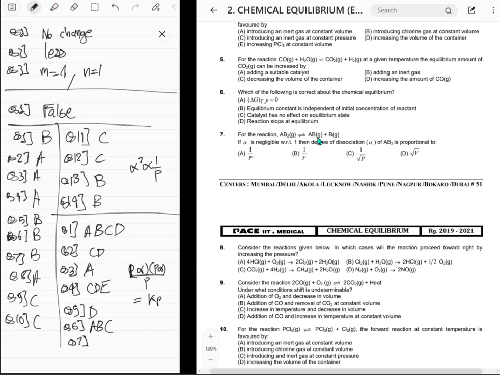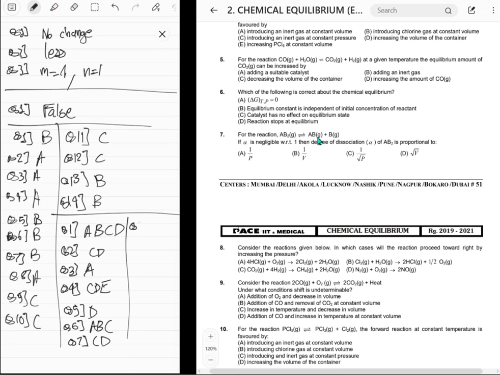And for volume, if you had some moles initially, then this would be n upon v, right? So P is proportional to n upon v. So this is proportional to volume directly. So alpha is proportional to square root of v. So C and D, I think. If you had some moles initially, those moles don't change that much, and then it works out.